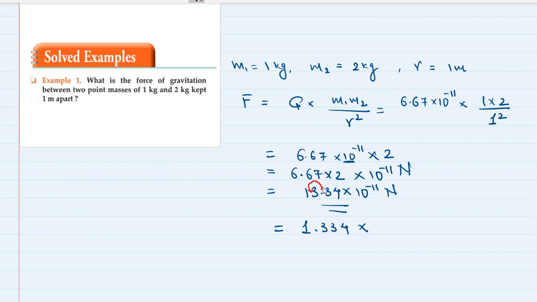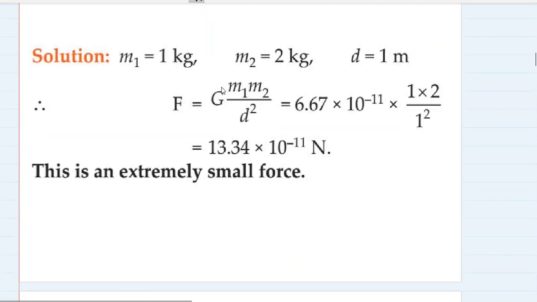So the number becomes 1.334 multiplied by, now since you are moving the decimal point to the left side, what you will do here is add 1 to this power. So minus 11 plus 1 will become minus 10. So 10 raised to minus 10 Newton. So this is also the correct answer, and this is also the correct answer. But the last answer which I have written is in its proper scientific form. So 1.334 into 10 raised to minus 10, or 13.34 into 10 raised to minus 11, is an extremely small force between these two bodies, and that's why they don't seem to attract each other when they are kept on a surface.